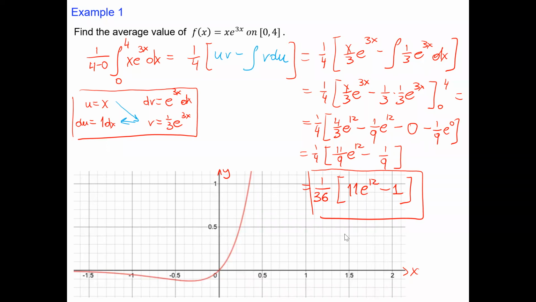That's the first question we did. It's purely theoretical, but we applied the average value formula and integration by parts. Let's look at the next example.